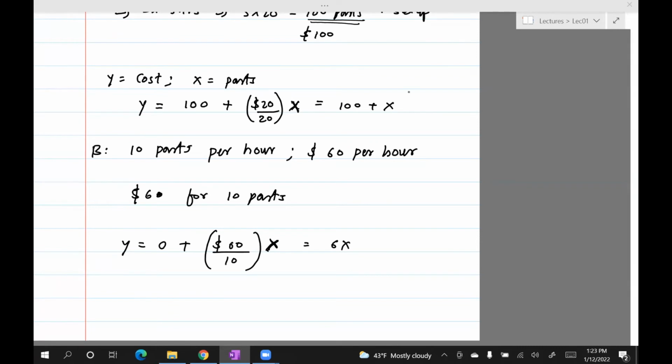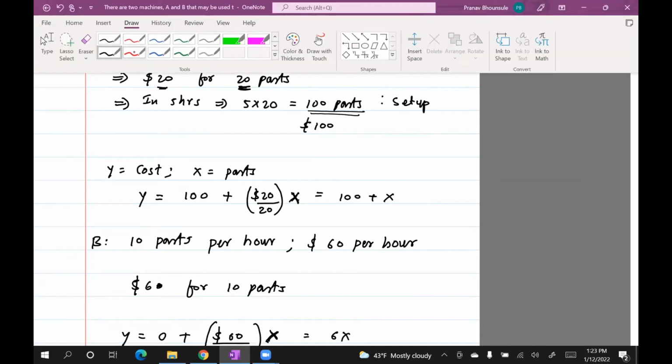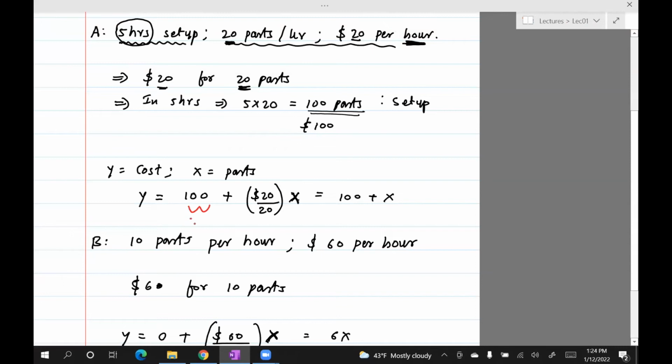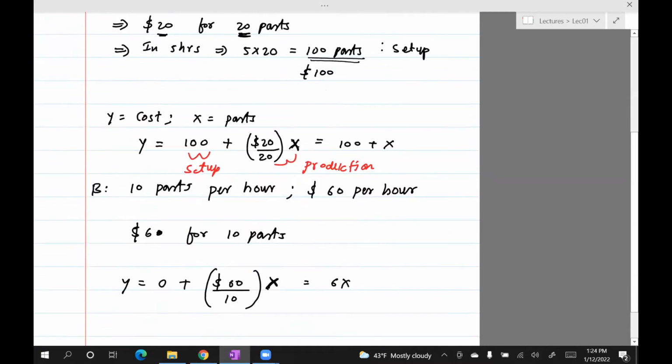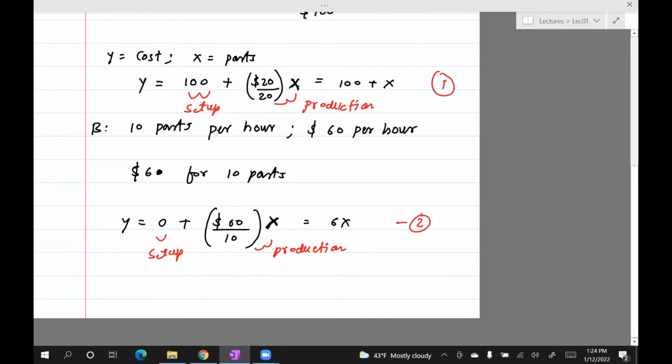So this part is setup. This is production. Similarly, we have the setup, which is 0, and then this is the production cost. Okay, let's call this equation 1. This one is equation 2.